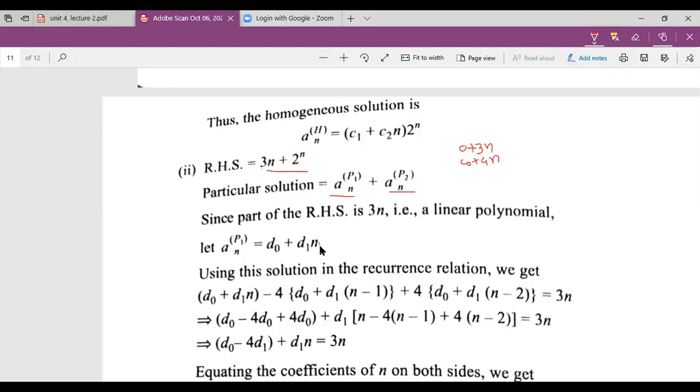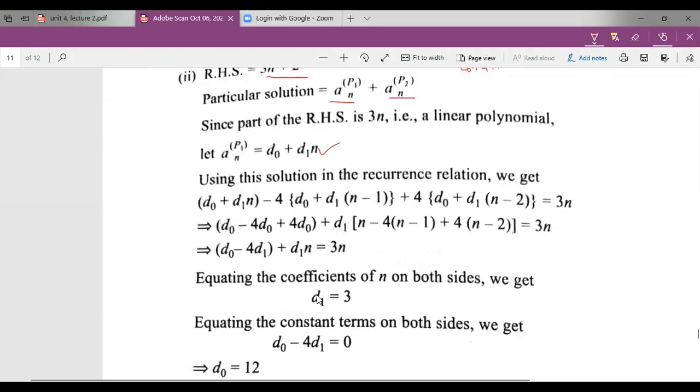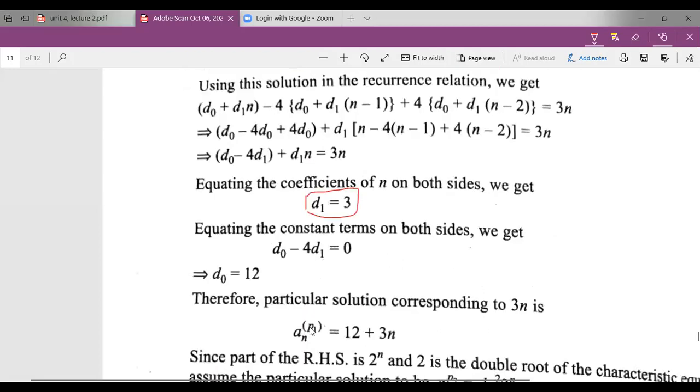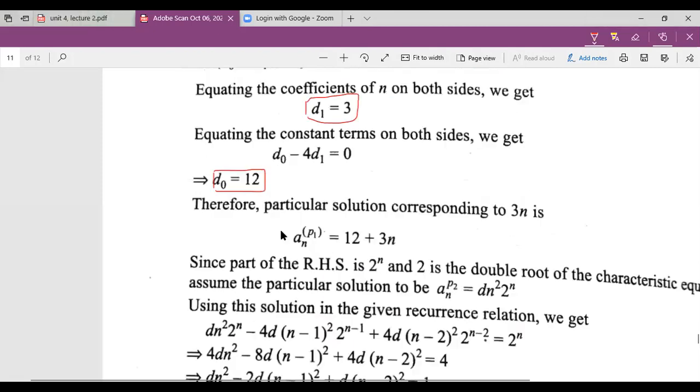We substitute this solution in the given equation and solve. We get d1 = 3. Equating the constant terms on both sides, we get d0 - 4d1 = 0. From that, we get d0 = 12. We substitute the d0 and d1 values in the particular solution. So a_n^(p1) = 12 + 3n.